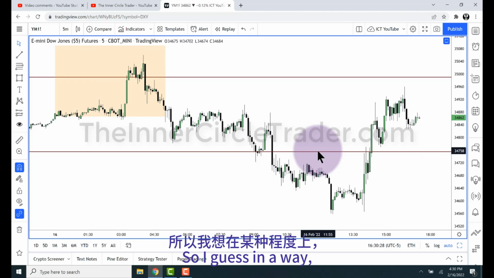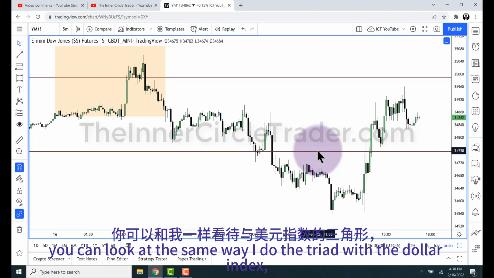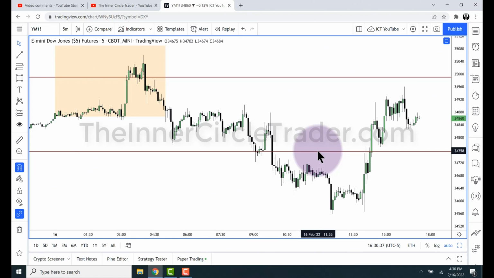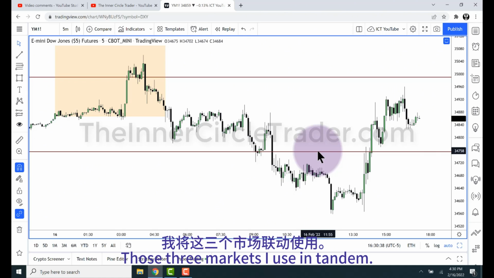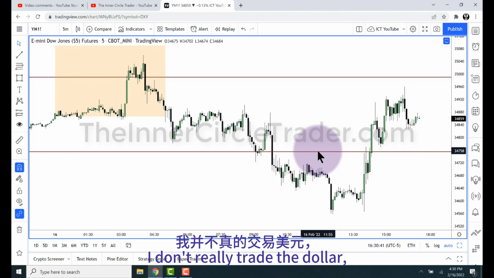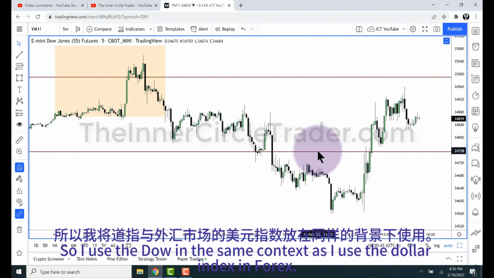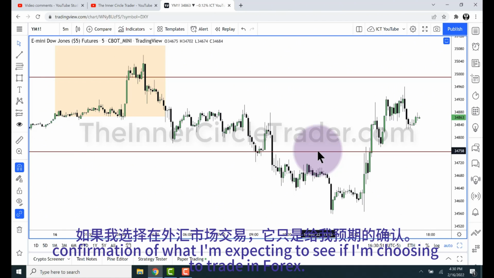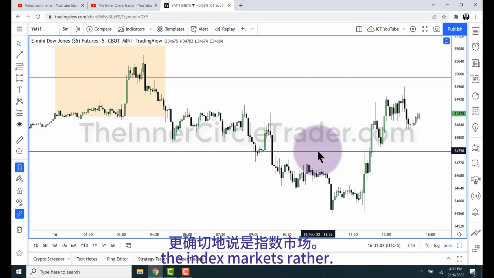So I guess in a way you can look at it the same way I do the triad with the dollar index, the euro, and the cable market, or British pound versus dollar. Those three markets I use in tandem. I don't really trade the dollar, do I? It's a barometer. So I use the Dow in the same context as I use the dollar index in Forex. It just gives me another confirmation of what I'm expecting to see if I'm choosing to trade in the equities markets, the index markets rather.